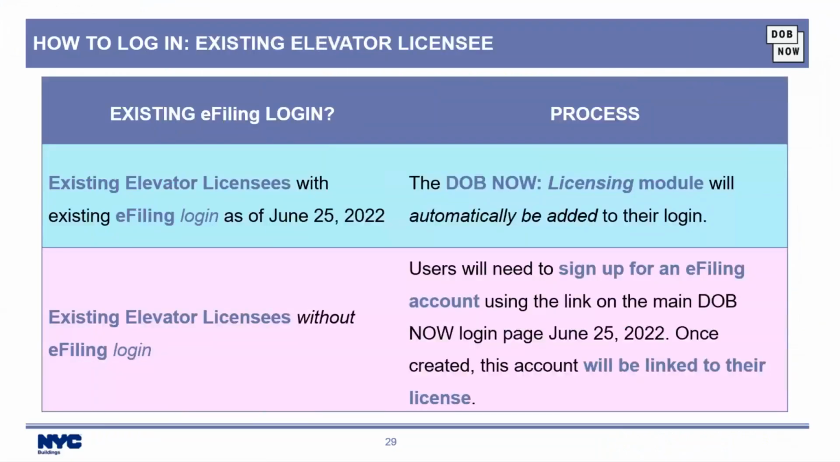Now again, this process was for people who do not currently have licenses. I just want to review, what if you already have a license? Well, if you have a license and you have an e-filing login, then the DOB Now licensing module is going to be automatically added to your login. If you currently have a license and you don't have an e-filing login, make sure you sign up for an e-filing account as soon as possible, because we're going to link that account to your license, and we're going to run that process over the weekend on June 25th.